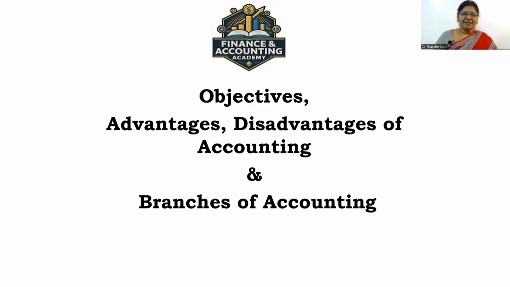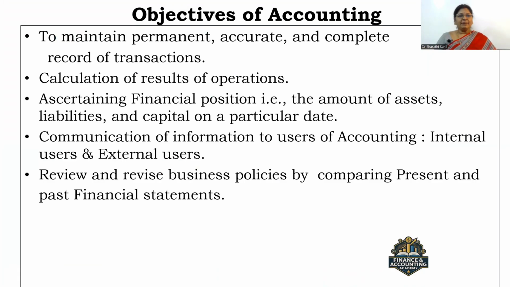Let's get started. Today we'll discuss objectives, advantages, disadvantages of accounting and branches of accounting. Objectives of accounting. A business is a going concern, so whatever financial statements a company is preparing should be permanent in nature. They will be provided in a permanent form. All the business transactions entered into their books of accounts must be accurate, and no guess figures are to be provided. The information we are providing should be complete in nature.